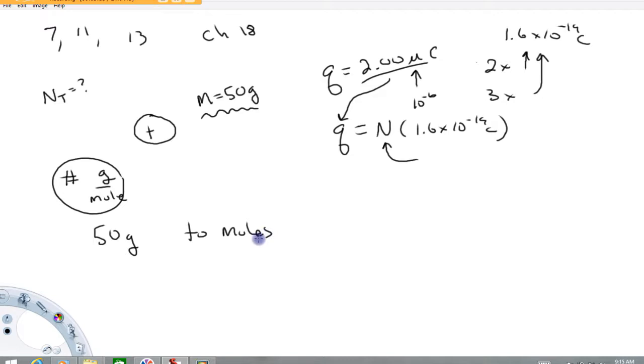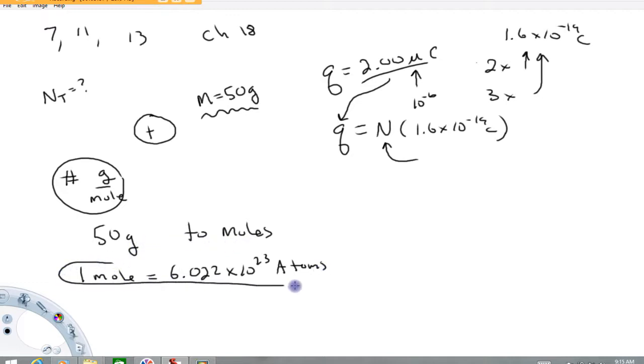Now, remember that a mole is Avogadro's number of particles. Avogadro's number is 6.022 times 10 to the 23rd. It's either atoms or molecules depending on what you're talking about. Here we're talking about copper, so the appropriate thing would be to say atoms. Okay. So after you convert this to moles, use this to calculate the number of atoms.